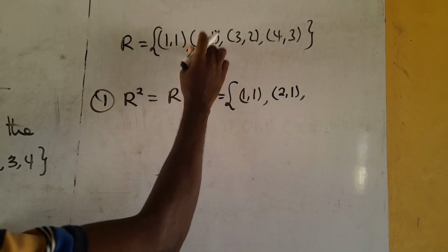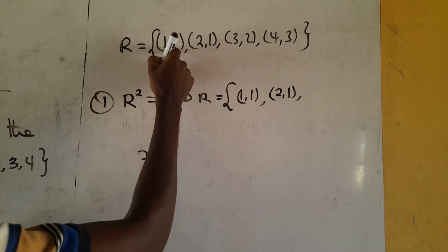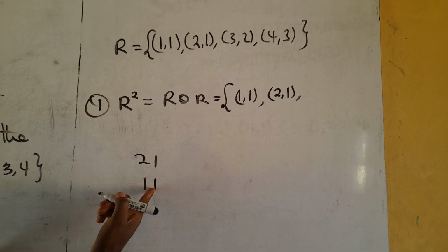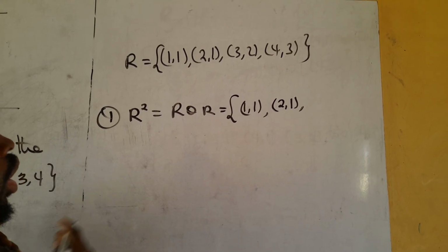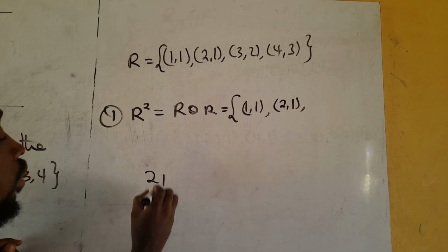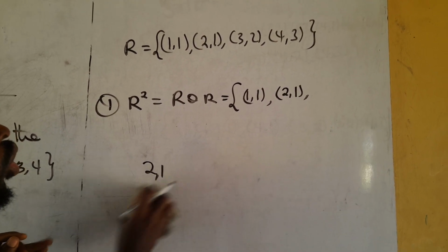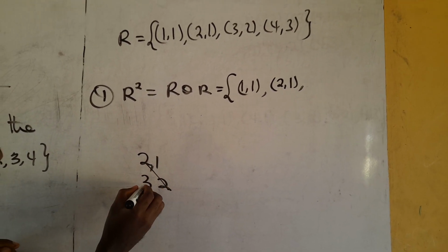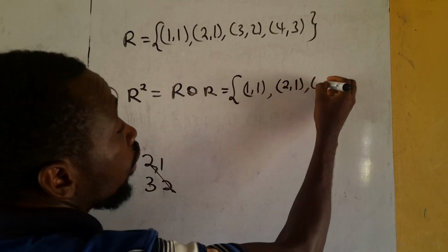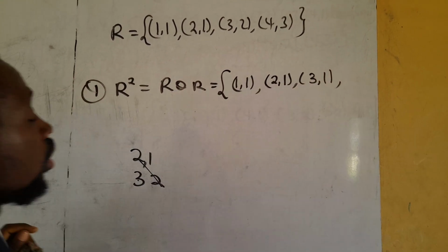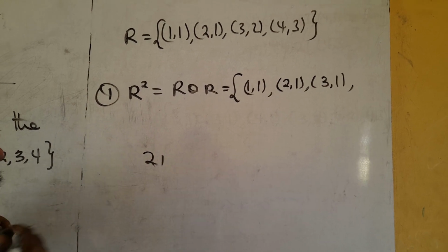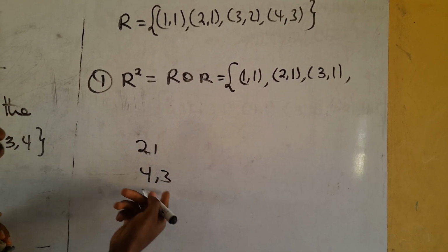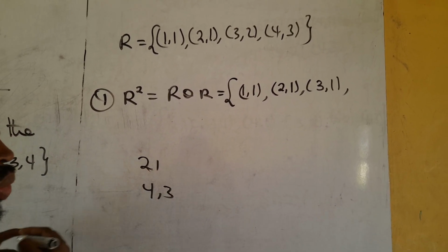Then we take (2,1). (2,1) will compare with (1,1). You see that the 2 did not correspond with the 1, so we ignore. Then (2,1) against (2,1) itself, it doesn't, so we ignore. (2,1) against (3,2): look at it, the 2 corresponds with this 2, then we'll have the other pair (3,1). Now, (2,1) against (4,3): you see that they did not correspond. 2 did not correspond with the 3 here.